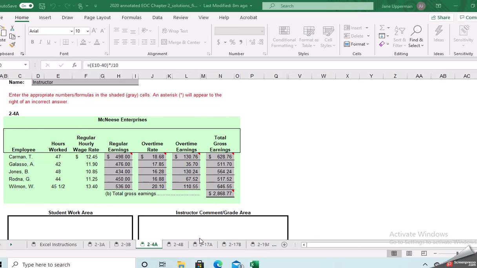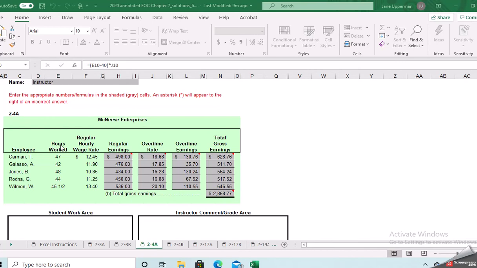Okay, so one of the recommended problems that I have you looking at in the back of the chapter is 2.4 in problem set A. So the instructions say the wages and the hours for 5 employees of McNeese Enterprises for the week ended July 7th is given below. And then where they are given is right here. So these are their hours worked, and that's provided for you in the problem.